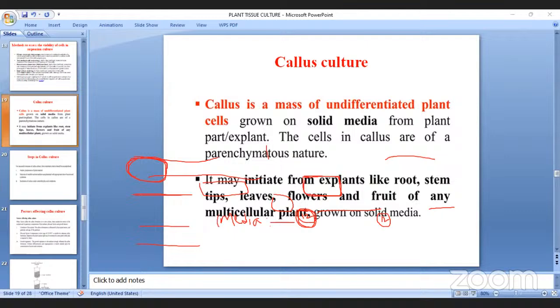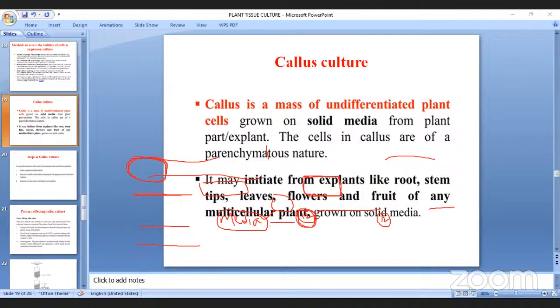And last one, media. Media is also another physical factor. Actually, I already told you generally strong auxins are utilized. The highly strong auxins are 2,4-D and 2,4,5-T. These are the highly strong auxins. And apart from the auxins, a little amount of cytokinins is also utilized for the media preparation, right? So these are the affecting factors.